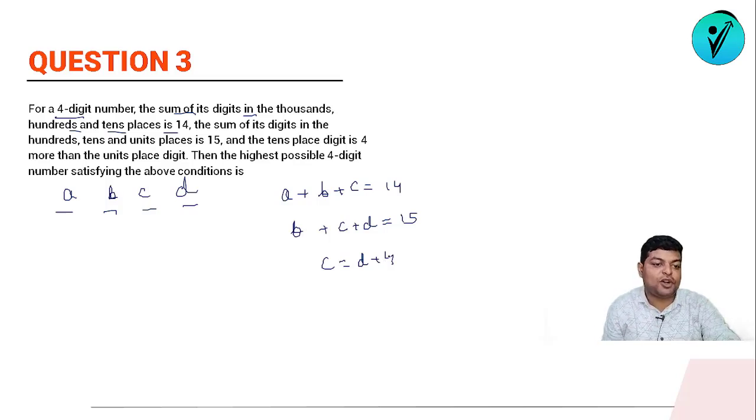Then the highest possible 4-digit number satisfying the above condition. What will be the highest possible number? So what are the different values of D I can have? Can we have the value of D 6 or more than that? Answer will be no. Why?